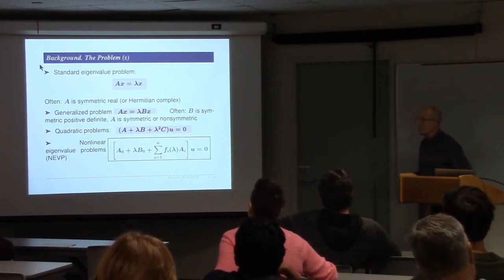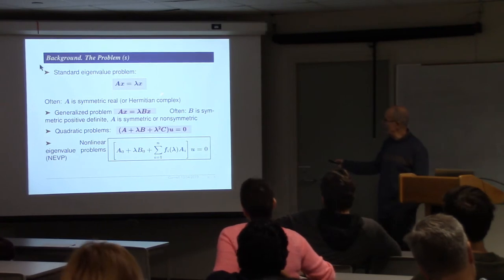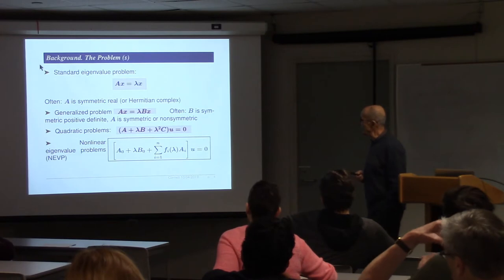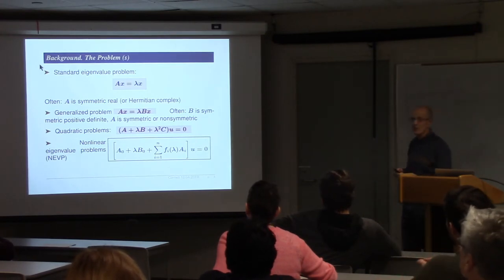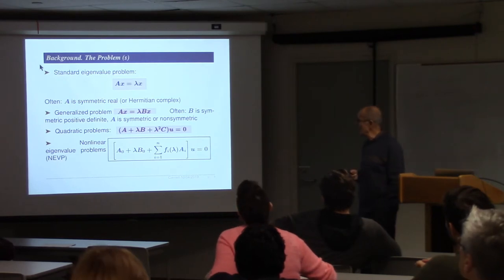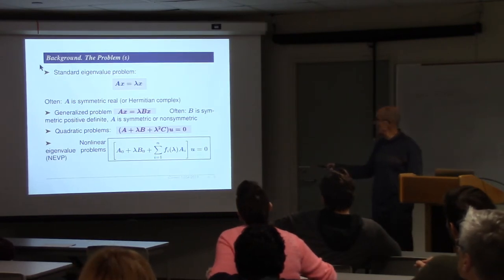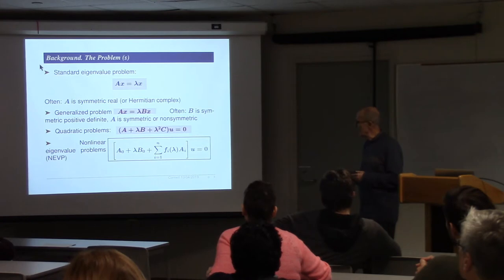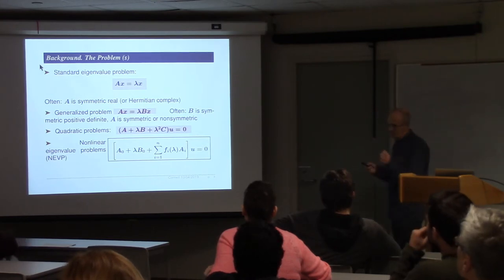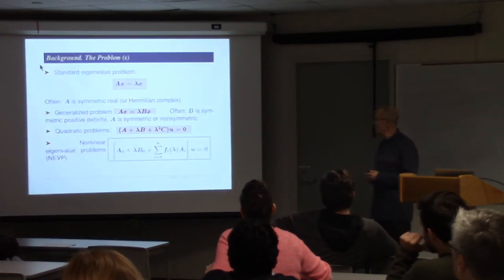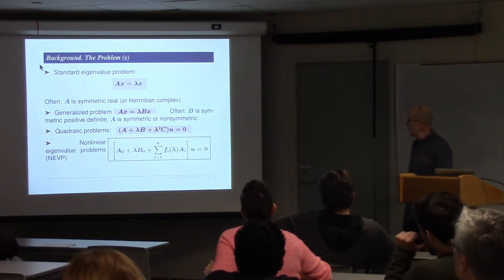So what kind of problems do you see? This is the standard eigenvalue problem, AX equals lambda X. A could be symmetric or complex Hermitian, or it could be non-symmetric. You have very often, in finite elements or other types of problems, generalized problems. So B is a matrix that is typically positive definite and very well conditioned. It's almost like the identity matrix plus some additional term. So it's not very hard to handle.